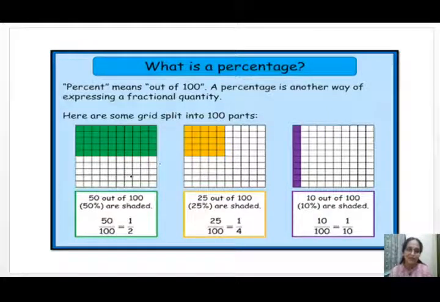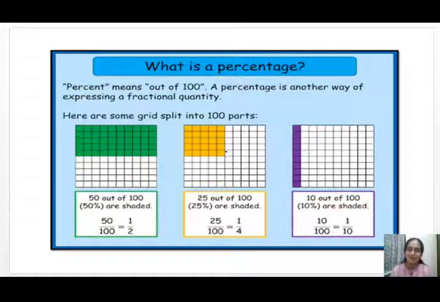What does it mean? How do we represent this shaded part as a fraction? You know already, 50 out of 100. When you reduce it to the simplest form or the lowest term, it is half. 50% of this grid is shaded green, right?